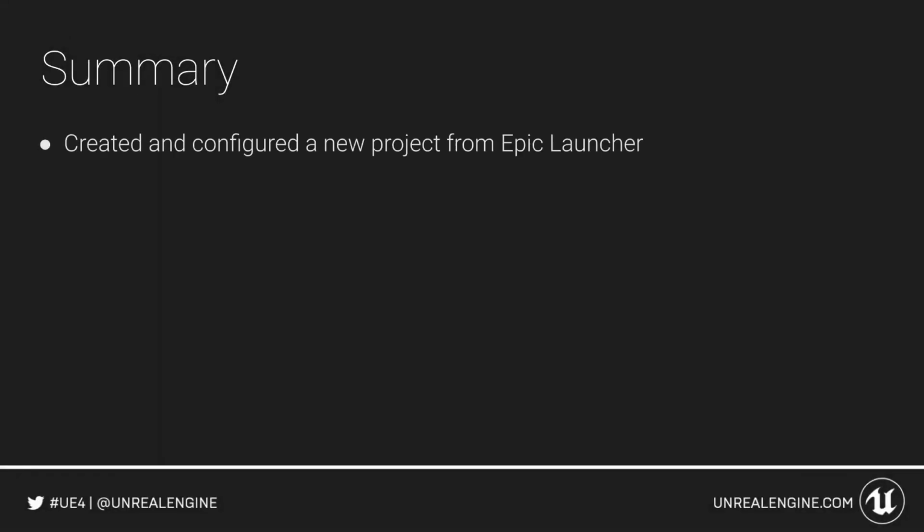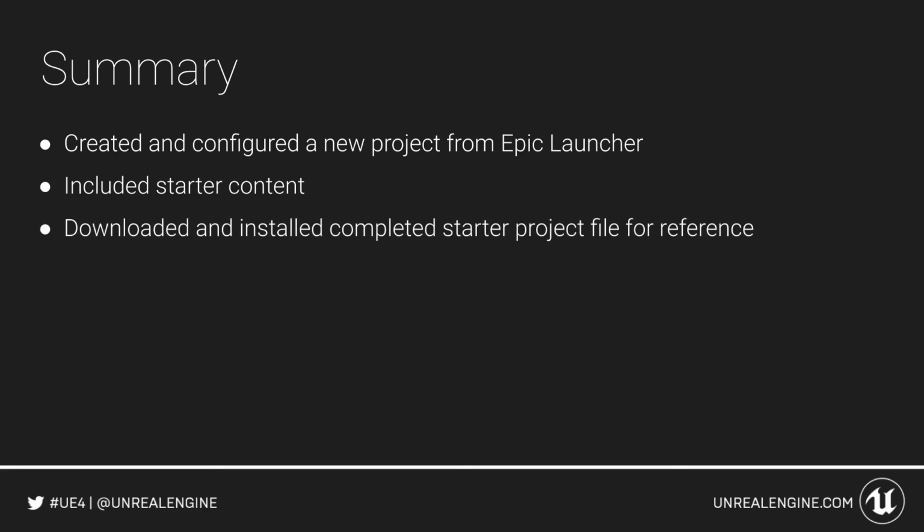We have now created and configured a new project from the Epic Launcher, ready to begin building our AI character. We have made sure to include the starter content so that we can speed up the process by basing our work upon existing assets. We also downloaded and installed the completed project file, allowing us to use it as a reference as we proceed through the course.